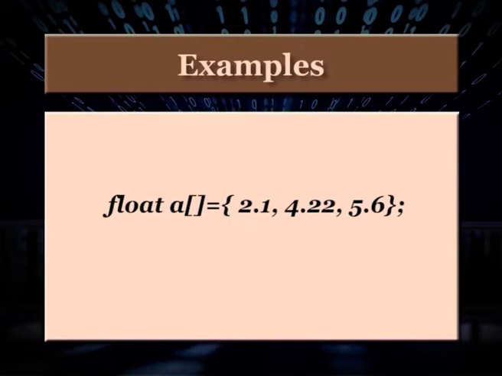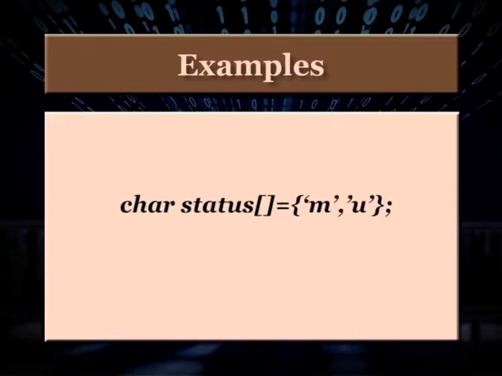If the array size is not known, even then we can initialize the array as shown. The number of values in the initialized list determines the size of the array. In this example, there are 3 different values, that is 2.1, 4.22 and 5.6. So, the size of the array is 3. Similarly, char status[] = {'M','U'}. The size of array status is 2.